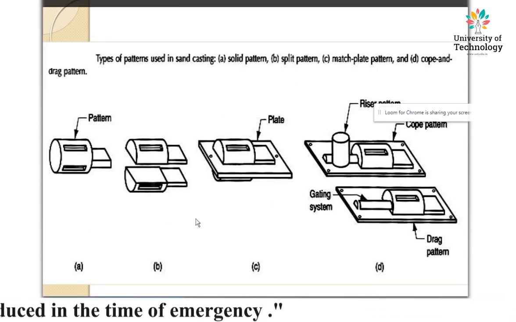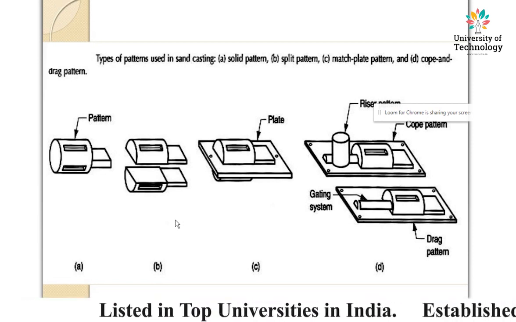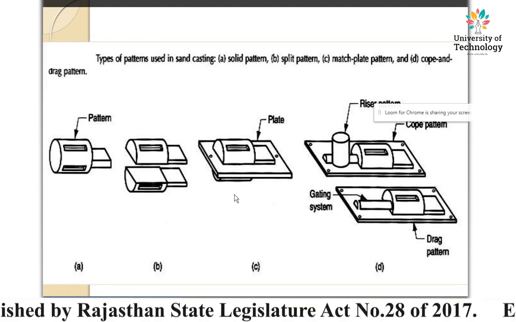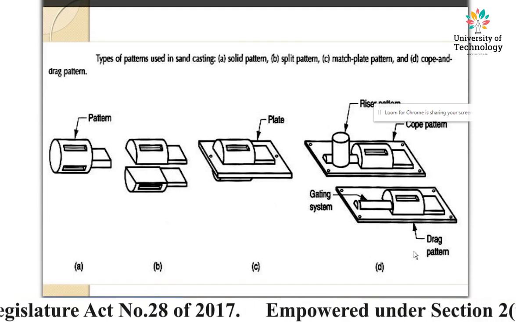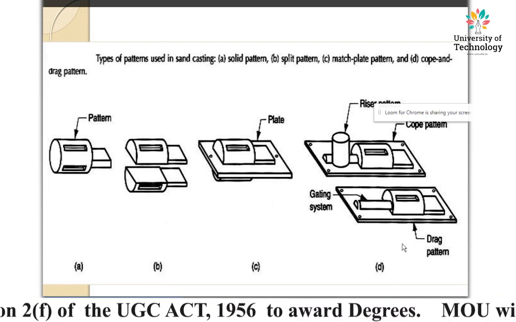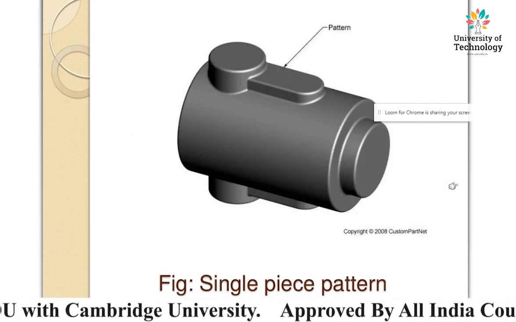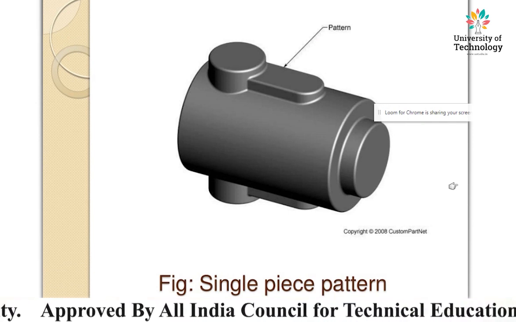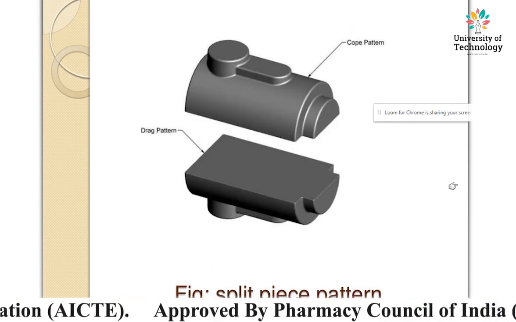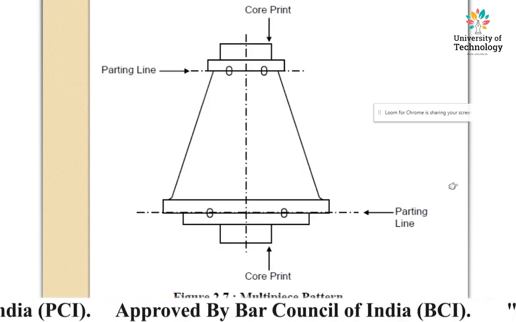Also here are some figures of types of patterns used in sand casting: the solid pattern, split pattern, match plate pattern, and cope and drag patterns. Cope means the upper portion of the pattern, and drag means the lower portion of the pattern. That is a single piece pattern. We can see clearly the 3D figure of the single piece pattern. A split pattern you can also see in 3D in the slide.